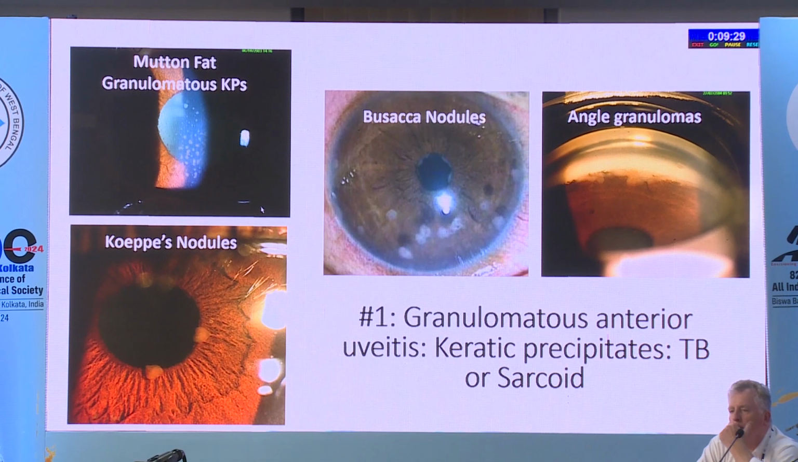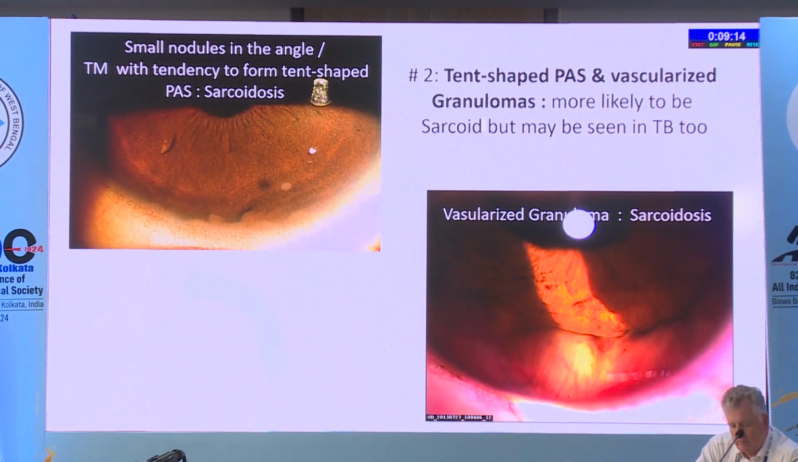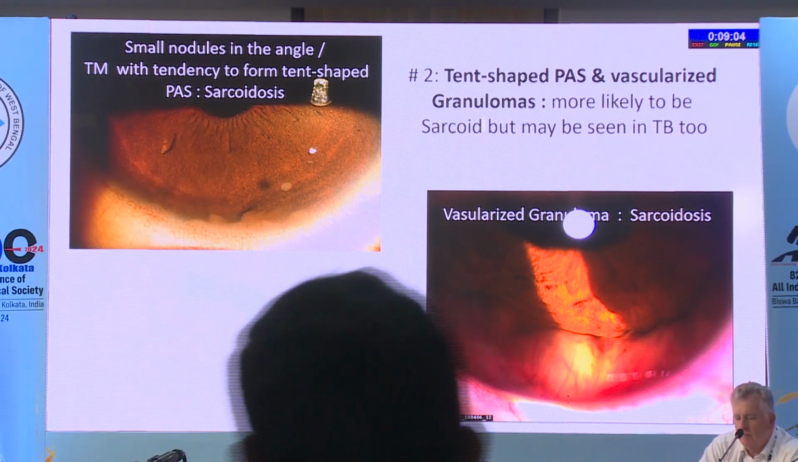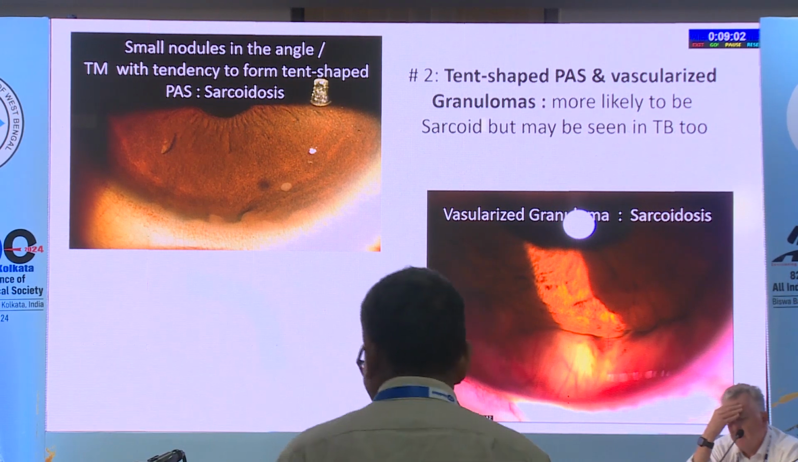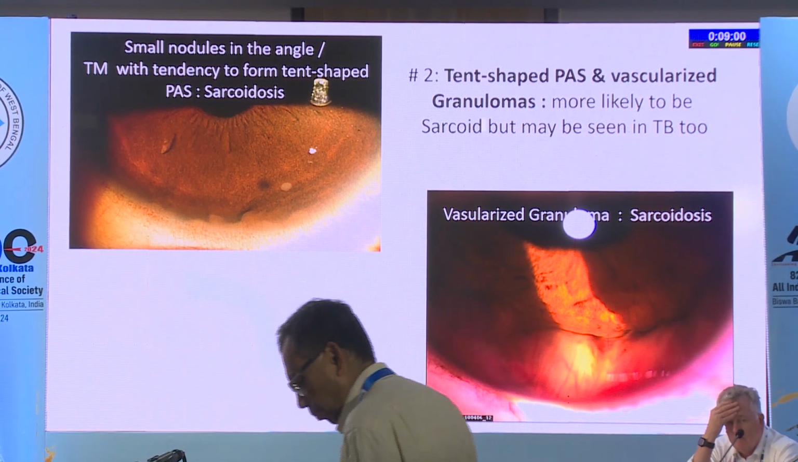So some of the hallmark features of granulomatous uveitis, particularly in the context of both TB as well as sarcoidosis: mutton fat granulomatous keratic precipitates, Busacca nodules, granulomas in the angle, Koeppe nodules, which can be suggestive of either TB or sarcoidosis. Also, there can be nodules in the angle with trabecular meshwork with a tendency to form tent-shaped peripheral anterior synechiae, suggestive of sarcoid, though it's been reported in some of the literature. How much, we don't know.